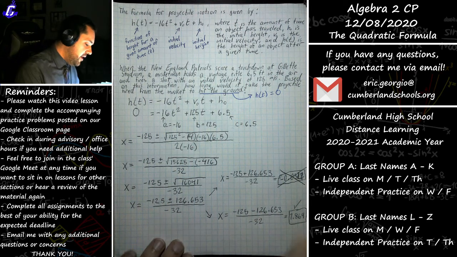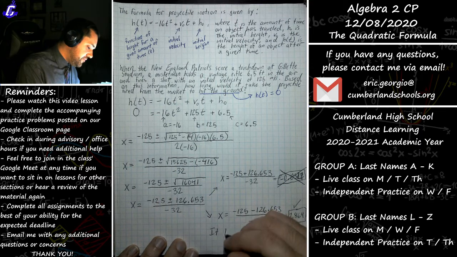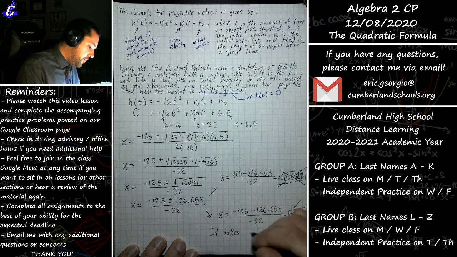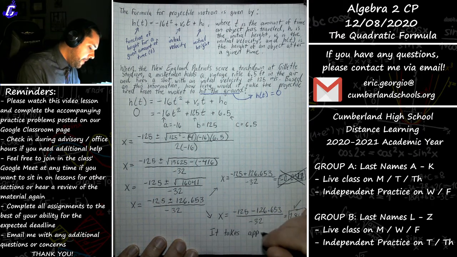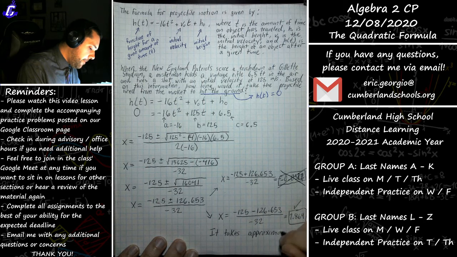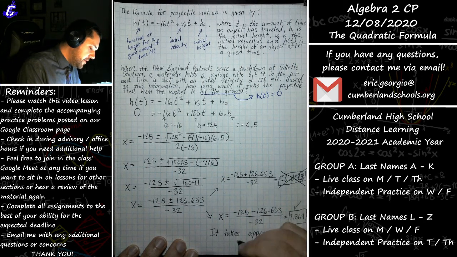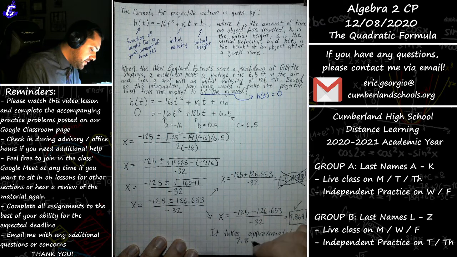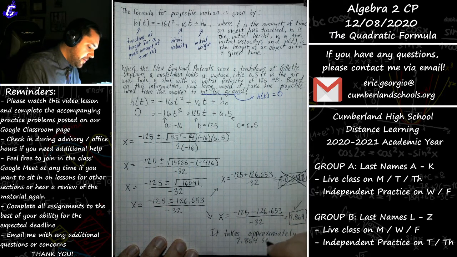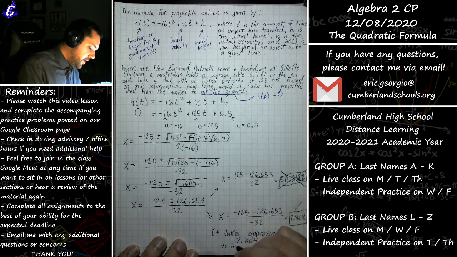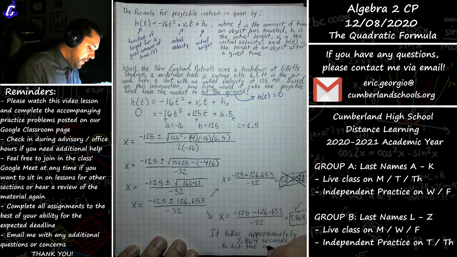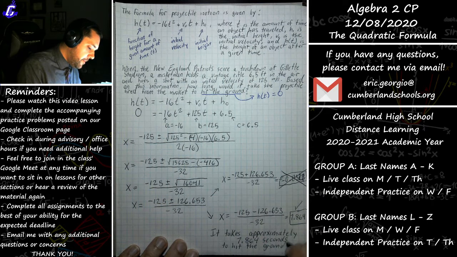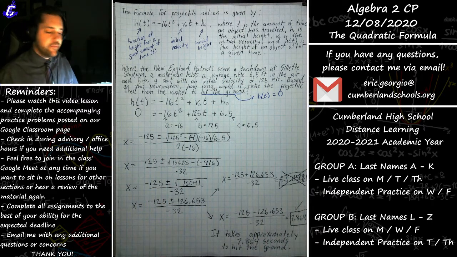So we would say that it takes approximately 7.864 seconds to hit the ground. Wrap it up in a nice little sentence there. All right? Awesome. Hopefully that made sense.